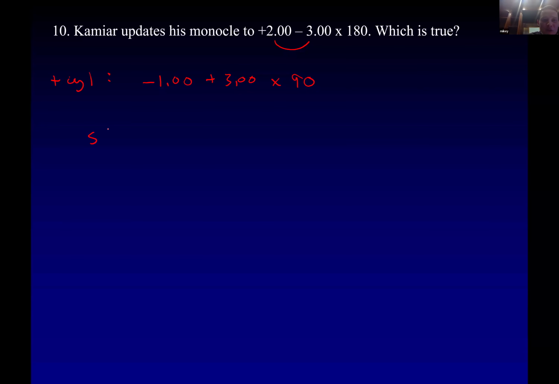Okay, so now I'm going to do the spherical equivalent. Spherical equivalent is the sphere, +2, plus half of the cylinder. So +2, apologies, +2 minus 1.5 gives me +0.50. So the spherical equivalent is actually positive, and that's what makes it not a myopic astigmatism, because the person is overall a hyperope.